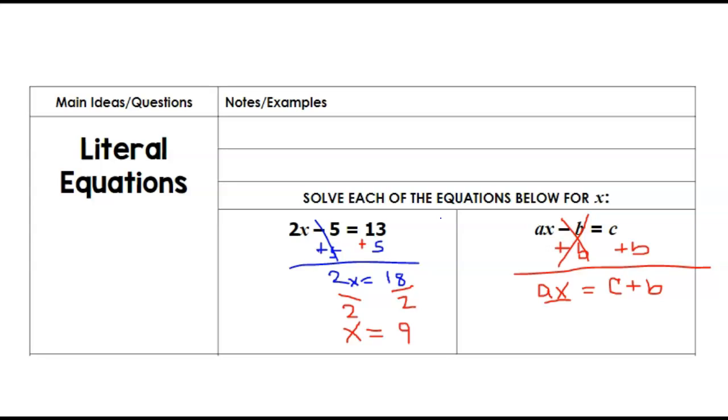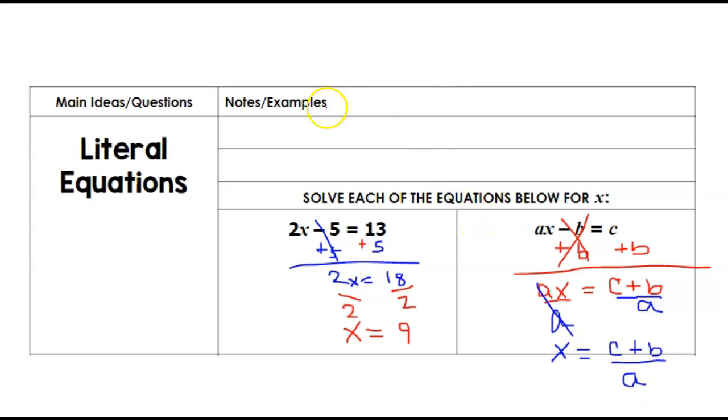E-learners or face-to-face? Not ax, just the a. So I'm going to divide both sides by that a, and then I got an answer for x. I don't know what the value is, but I know for any number, x is going to be equal to c plus b divided by a. Are we all on the same page? Do we all understand what literal equations are?